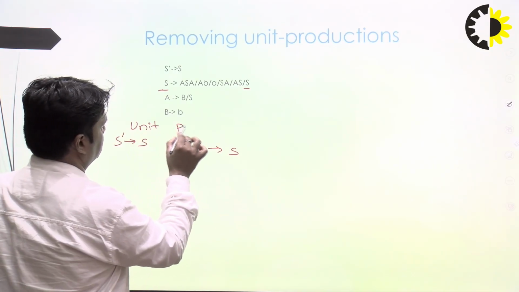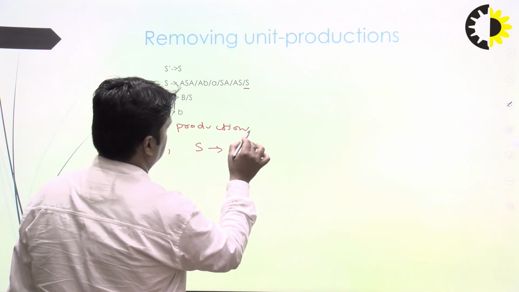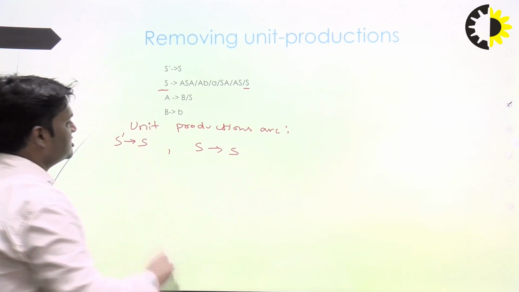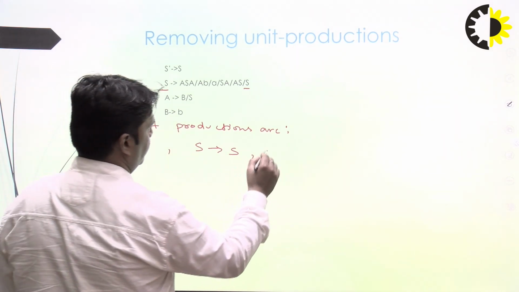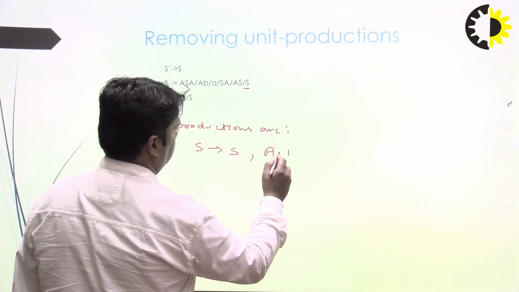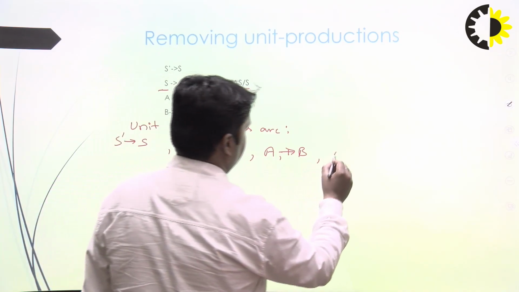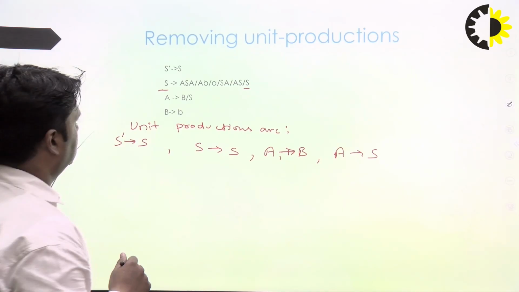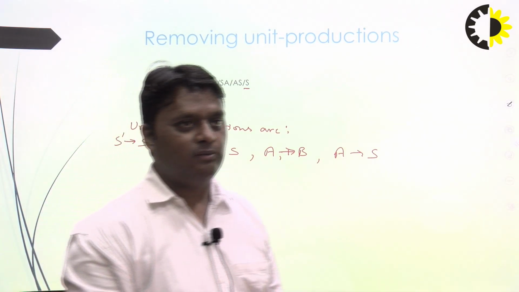unit productions are S' implies S, S implies S, A implies B, A implies B, A implies S. These are the unit productions that we have to remove.